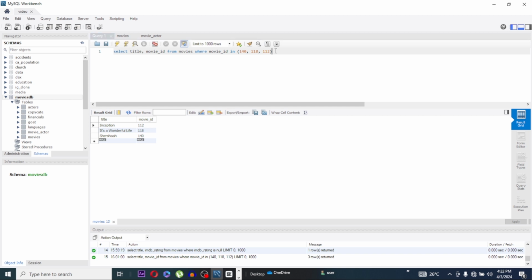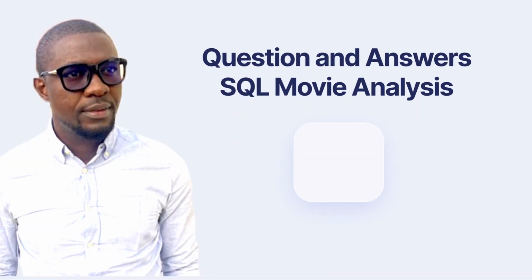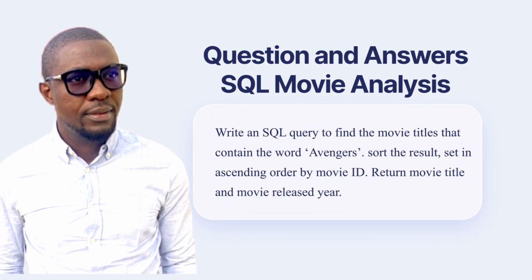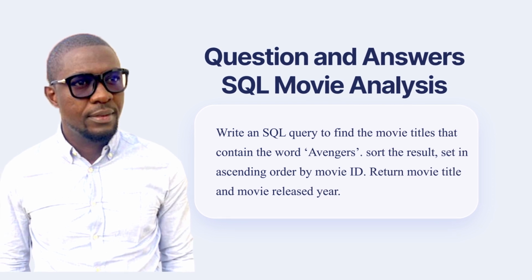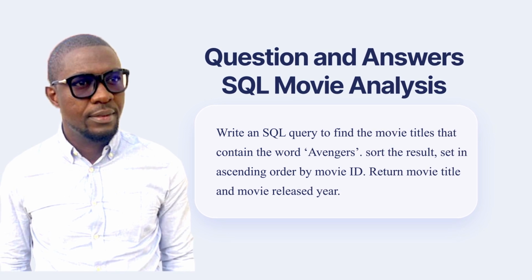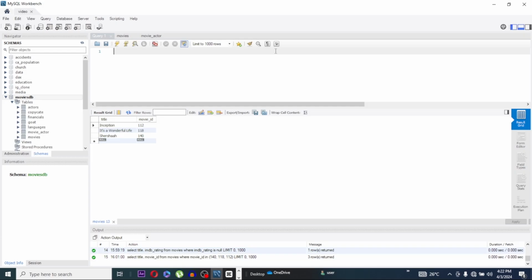Okay, let's move to the next one. The next question says, write an SQL query to find the movie titles that contain the word Avengers, sort the results in ascending order by movie release year, and return movie title and movie release year. Okay, so let's do it.